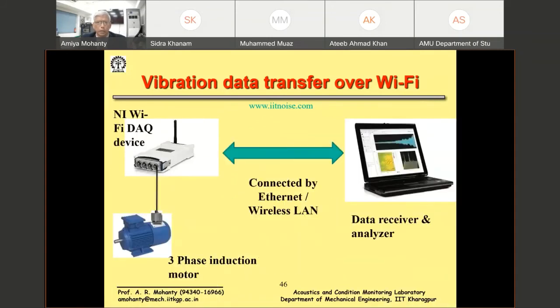Just to give you an idea how this is done. This is a three-phase induction motor. I have put an accelerometer and a Wi-Fi device. It will take the analog signal, convert it into digital, and transmit the digital values over the Wi-Fi. I can have wireless LAN or Ethernet and receive it. Once it goes to Wi-Fi, it goes to some cloud server, and I can receive it.